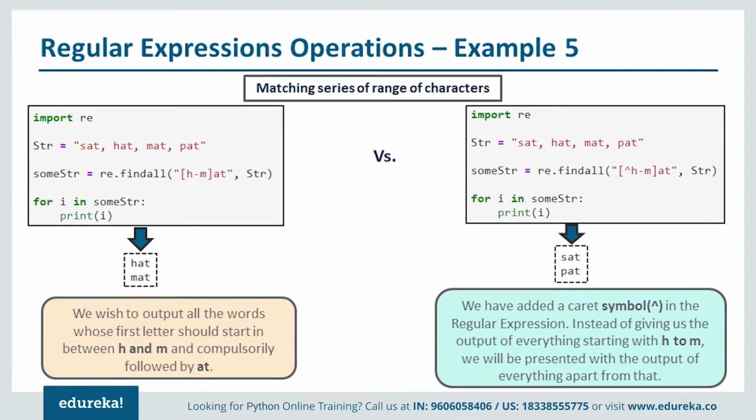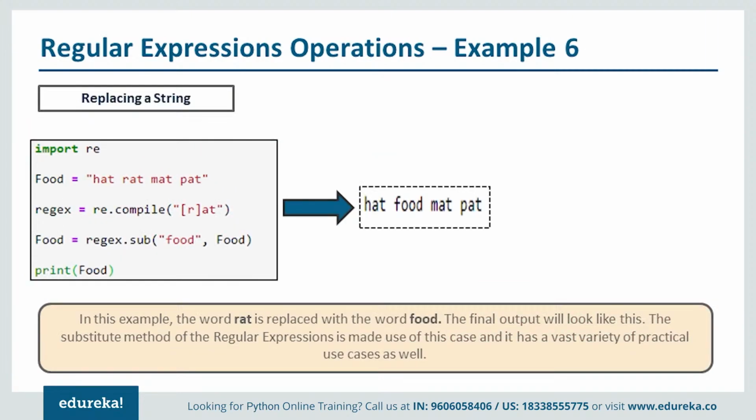So you can say A hyphen Z, that whatever the characters present between the A and Z should be picked up and validated. So this is how the regular expression works and how the matching of a range of characters really works here. Now in this one also we are trying to work with substitute.